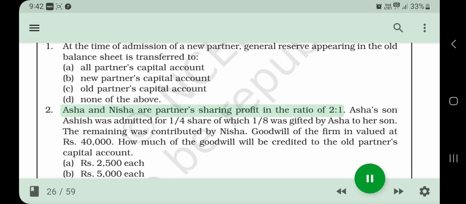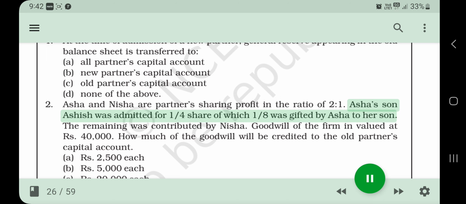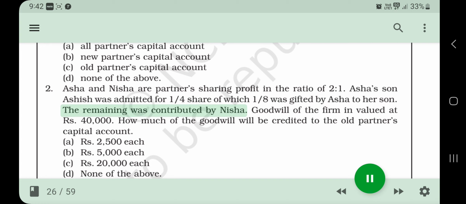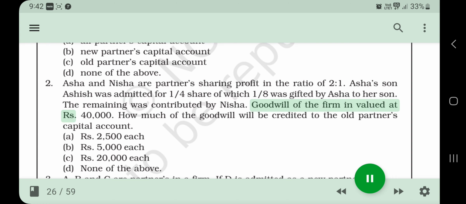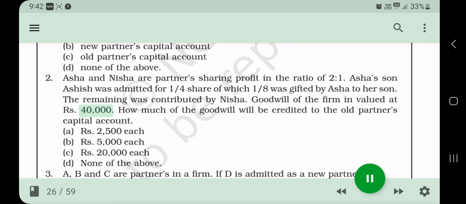2. Asha and Nisha are partners sharing profit in the ratio of 2:1. Asha's son Ashish was admitted for 1/4 share, of which 1/8 was gifted by Asha to her son. The remaining was contributed by Nisha. Goodwill of the firm is valued at Rs. 40,000. How much?